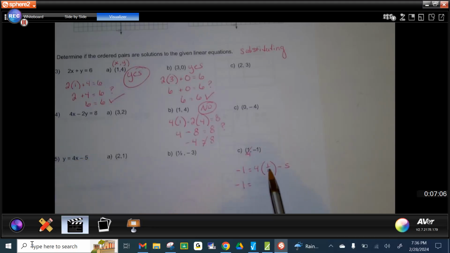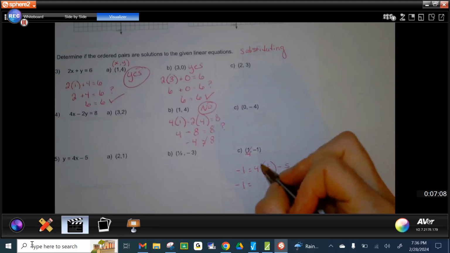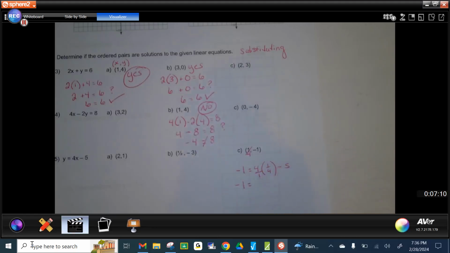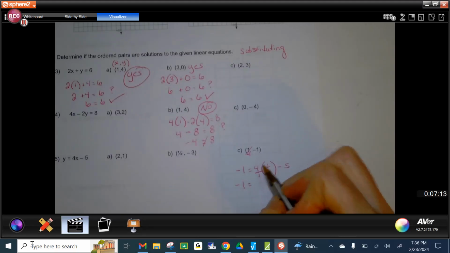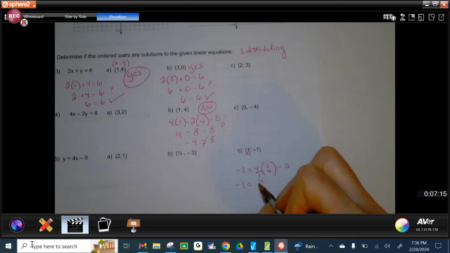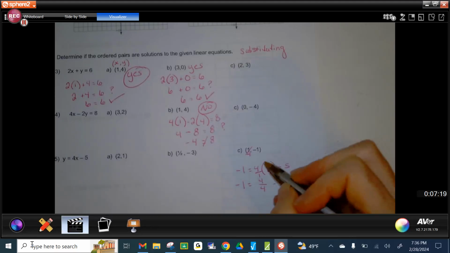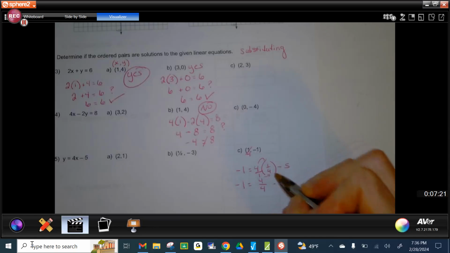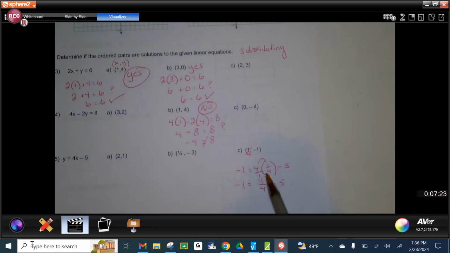So 4 times 1/4, well, you know how to multiply fractions together. Just make this a fraction by putting it over 1. So that's 4 times 1 is 4, and 1 times 4 is 4, minus 5. So I just multiply top times the top, bottom times the bottom. All right, well, 4 over 4 is just 1. So I'm going to put 1 here. Negative 1 equals 1 minus 5.